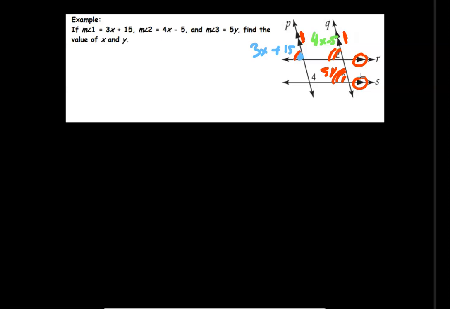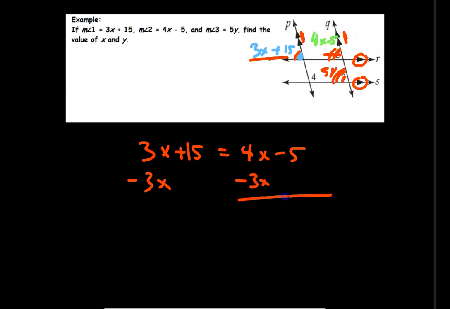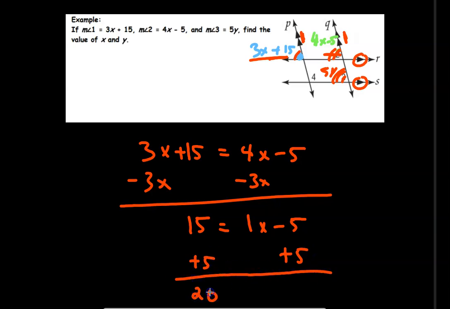So if these two lines are parallel, I know that this angle is corresponding to this one. So I know that 3x plus 15 equals 4x subtract 5 because they're corresponding angles. If I solve this, I'm going to keep my variable positive, so I subtract 3x from both sides and get 15 equals 1x subtract 5. Add 5 over, so 20 equals x. So x has got to be 20. I might need that later.